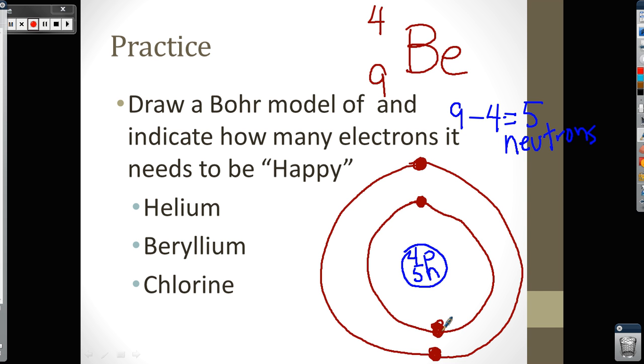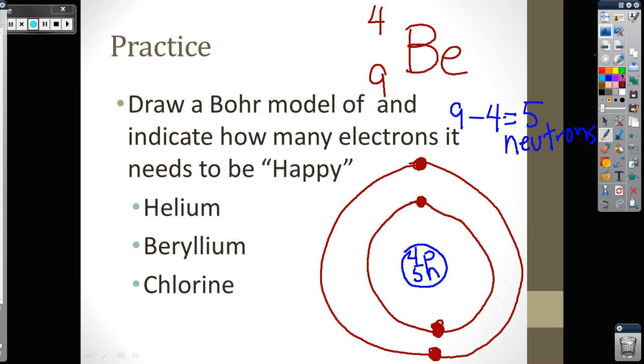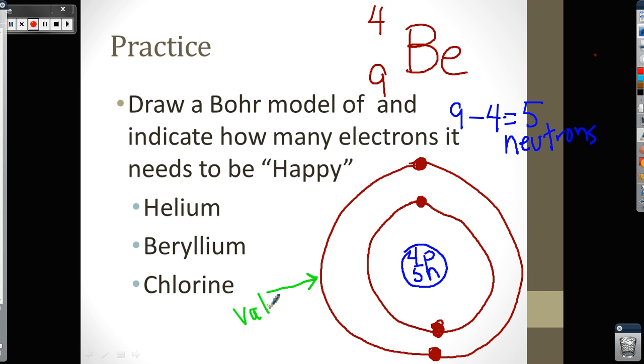2 of them happen to be in the first shell, and 2 of them happen to be in the second shell. The valence shell is this second shell, this outermost shell, and we'll label it here. So this is our valence shell. And so beryllium has 2 valence electrons. But we remember from before that this shell can actually hold a total of 8 electrons. So this atom is not happy yet. It would want to have a full valence shell, and it doesn't because it has 2 electrons in its valence shell. It can have up to 8 in there. So beryllium, as it stands, is not a happy atom.